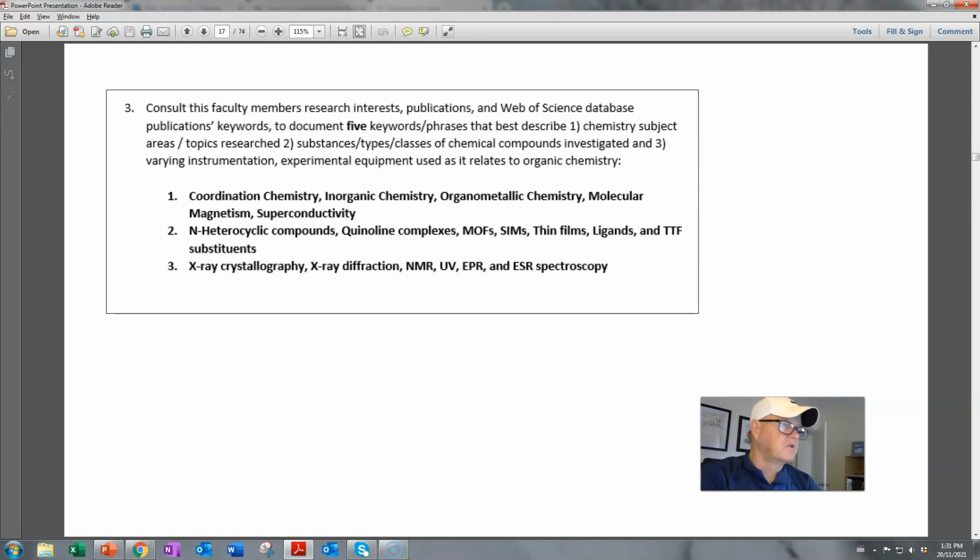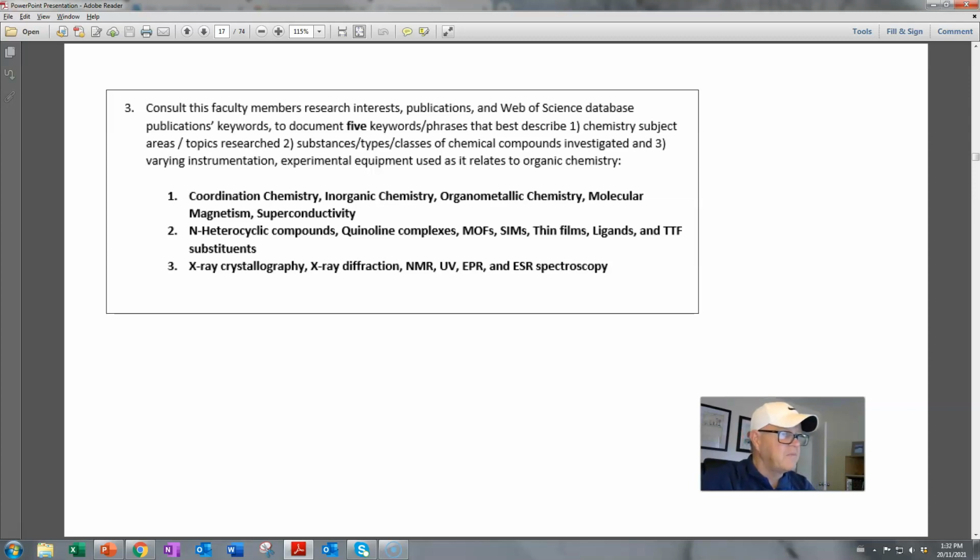Professor Pilkington does coordinated inorganic organometallic chemistry, molecular magnetism, and she dabbles in superconductivity, which is kind of amazing. It's kind of like physics-related research. The compounds: heterocyclic compounds, TIFs, thin films, MOFs, SIMs, lots of acronyms there, but that's how you categorize the classes of compounds that she in her lab works with.